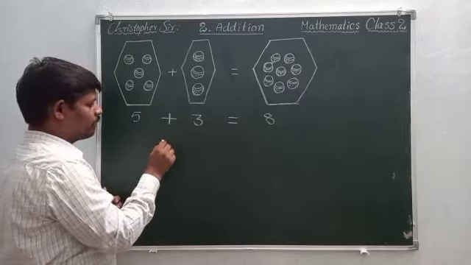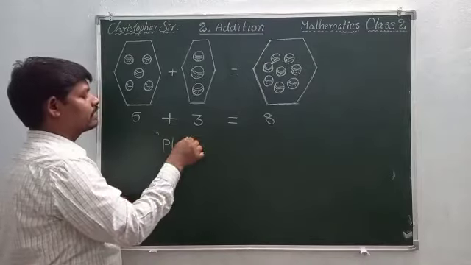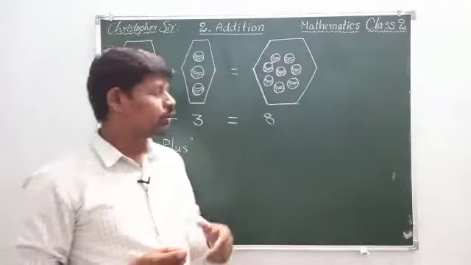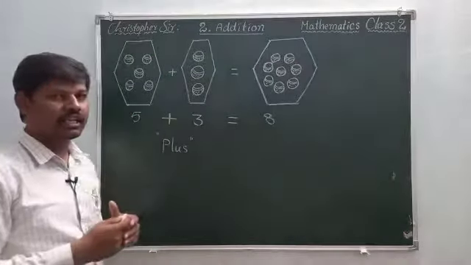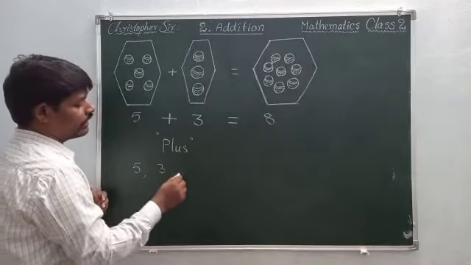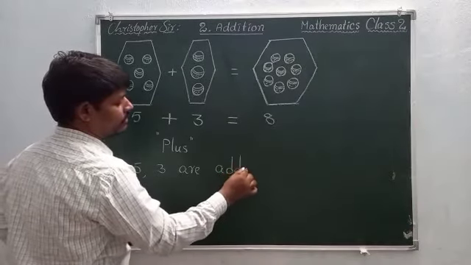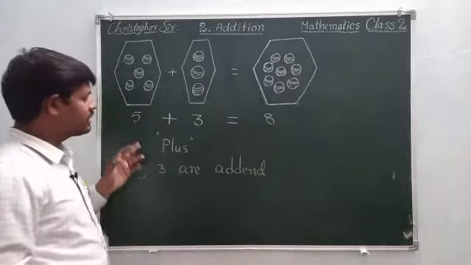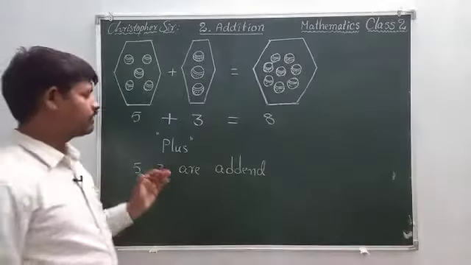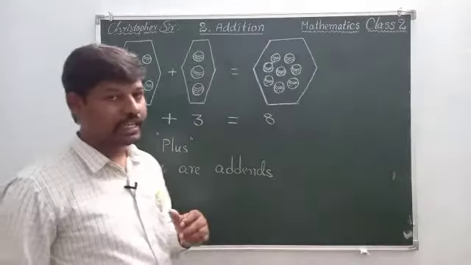In this, we call this symbol the plus sign. What is that? Plus. We have to read this symbol as plus, or you can also say plus sign. And what about 5 and 3? 5 and 3 are addends. What is that? Addends. 5 is an addend and 3 is also an addend. So 5 and 3 are addends. You can write that here.